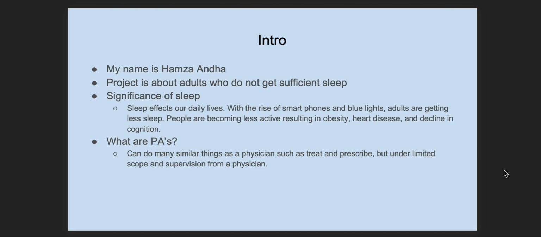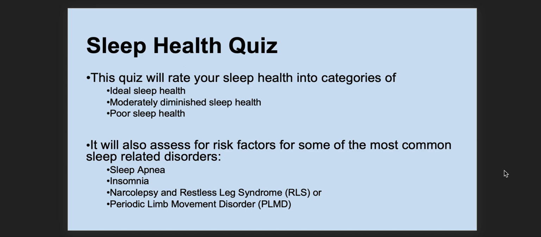Sleep. So we're going to start taking a sleep health quiz. And this quiz breaks us down into 3 categories. It breaks us down into whether our sleep is in the ideal category, whether it's in the moderately diminished category, or whether it is in the poor sleep category. Moreover, this is going to tell us whether or not there's some sort of sleep apnea going on, insomnia, RLS, or periodic limb movement disorder.